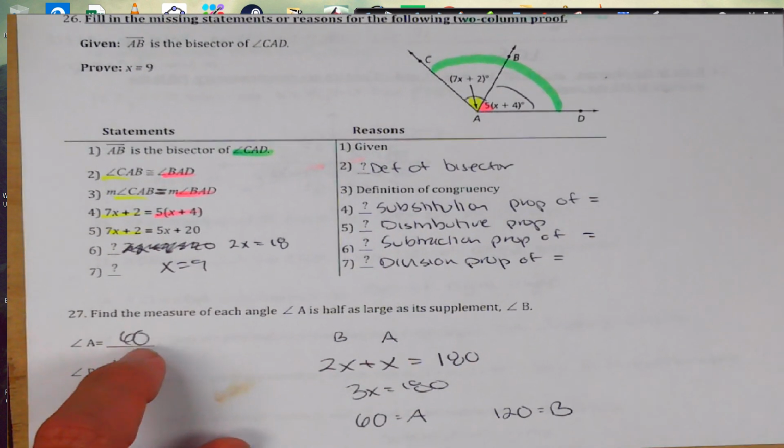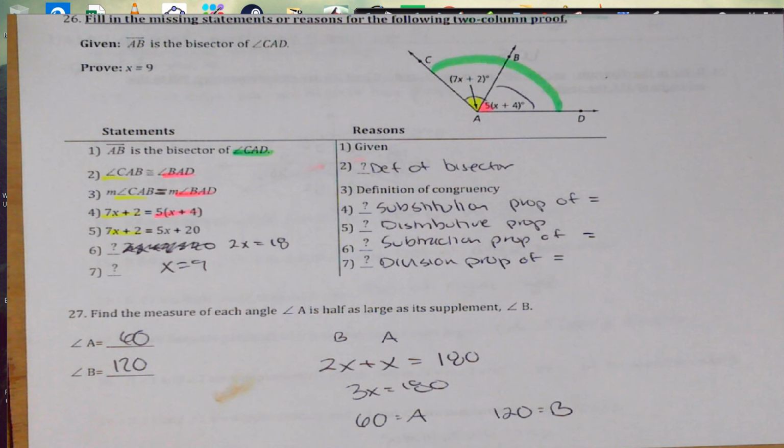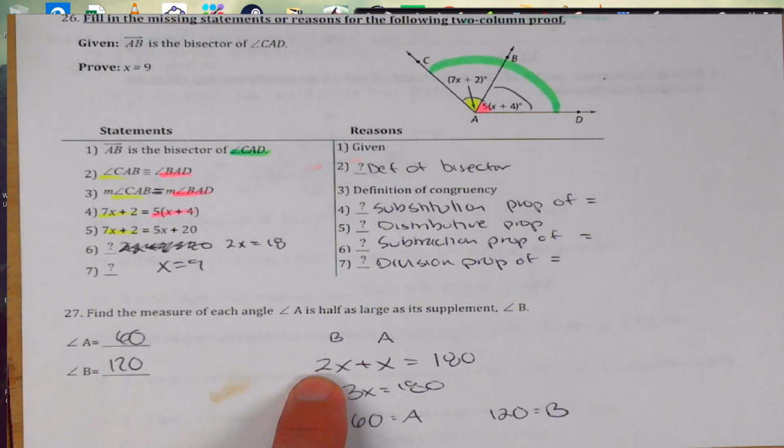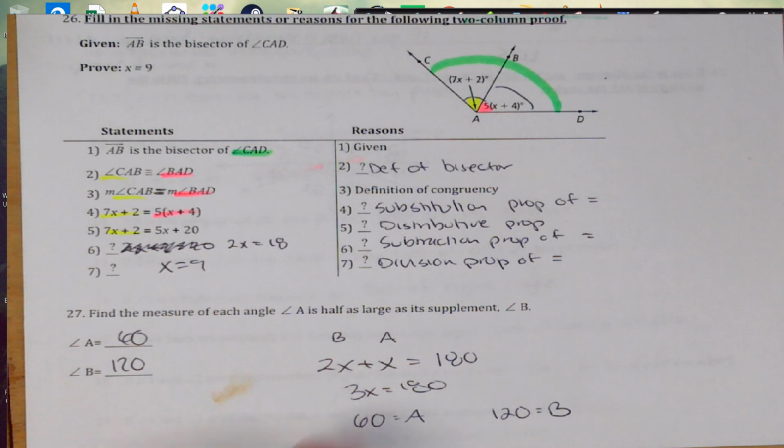And then number 27 is kind of a fun one. Find the measure of angle A. It's half as large as its supplement, so A is half as large as this. Supplement means they add to 180, so we get 60 and 120.